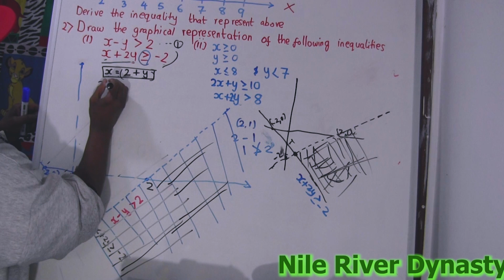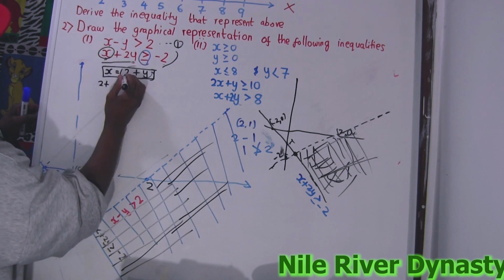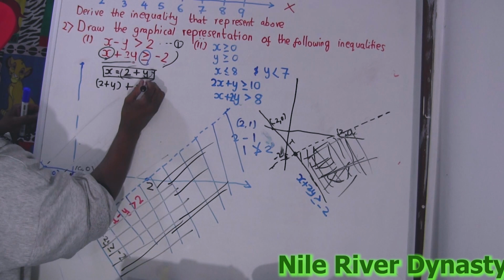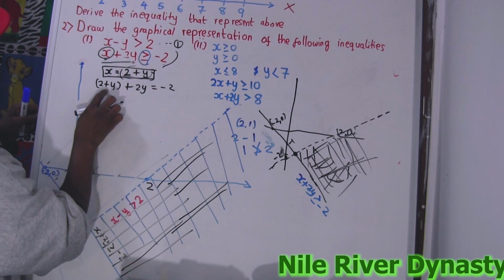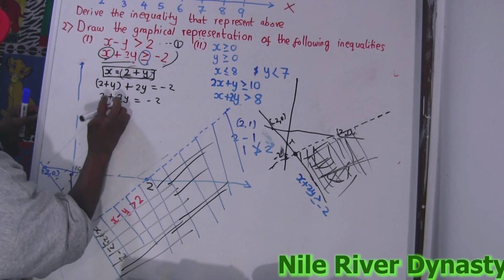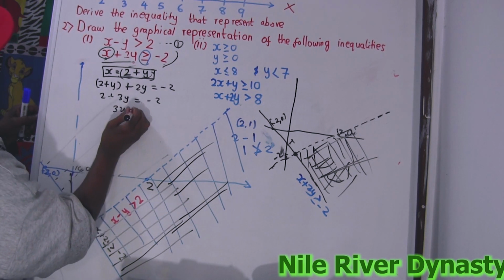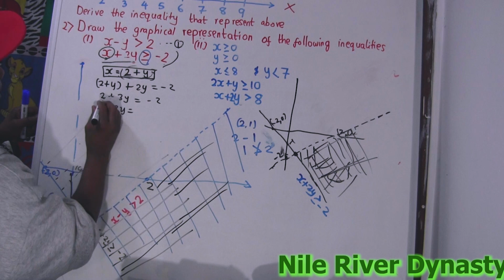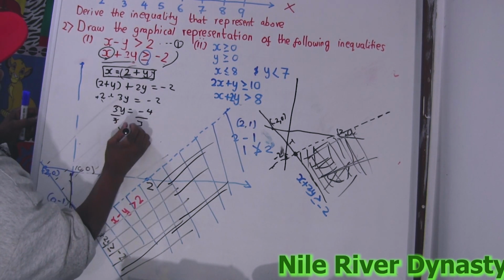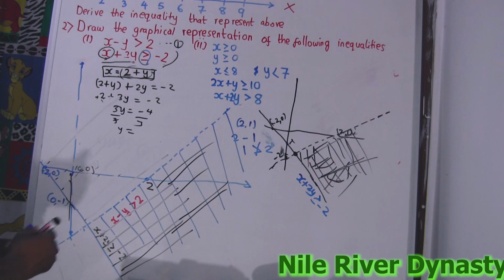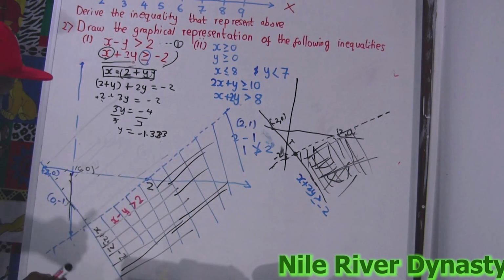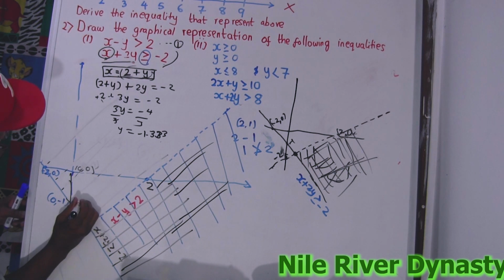So it's going to be 2 plus y, instead of x, I'll put the other value of x, 2 plus y in brackets plus my 2y, and then equal to -2. Now this is 3y, so 2 plus 3y equal to -2. This is going to give us, go over, 3y equal to -4, divided by 3, this cancels, so y equal to -1.33.